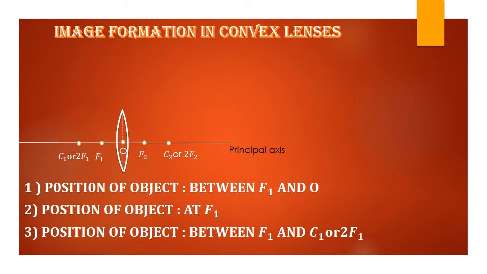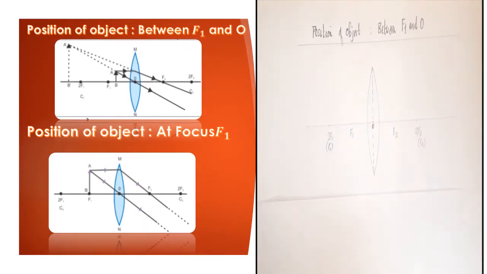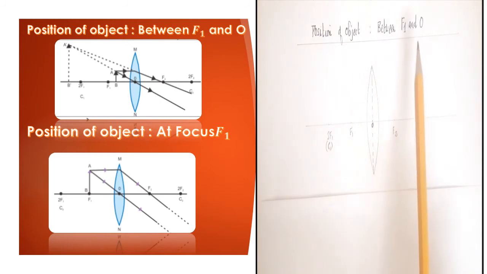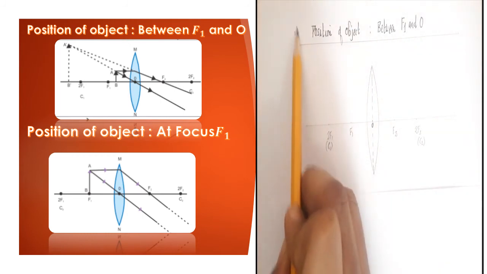Children, let us start with the image formation in convex lenses. Hope you understood all the 3 rules while we draw the ray diagrams for convex lenses. So today we'll be discussing 3 main positions. That is, first, when we keep the object between F1 and O, second, object at F1, and the third, position of the object between F1 and C1 or 2F1. Position of the object between F1 and O. So this is our first ray diagram.